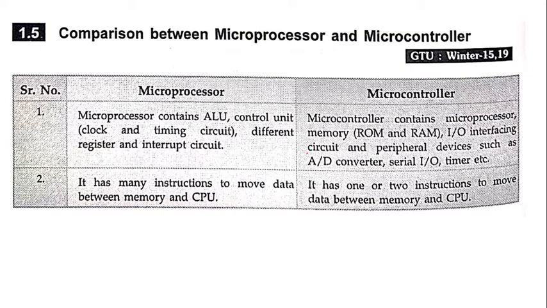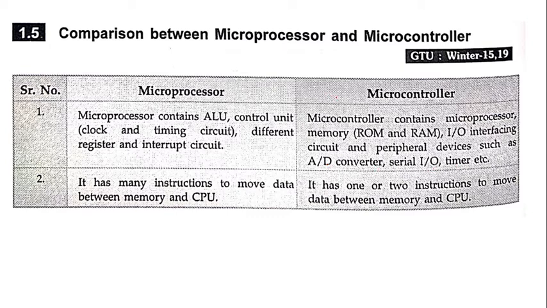Next, we are going to see the comparison between microprocessor and microcontroller. This is a very important question with respect to your examination also. So please note this down: microprocessor and microcontroller. A microprocessor contains ALU, control unit, that is clock and timing signal, and different registers and interrupt circuit. Whereas on the other side, a microcontroller contains a microprocessor, memory, that is ROM and RAM, input output interfacing circuit, and peripheral devices such as analog to digital converter, serial input output, timer, etc.